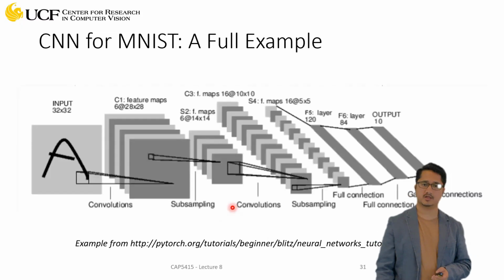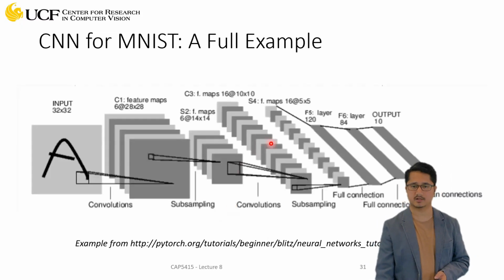So let's see how we can define a simple architecture. For example, if we consider this CNN, we have seen this architecture before. It takes an image as input, and then we have several convolution layers, subsampling layers, and finally fully connected layers, and then the prediction. So let's try to define this network using PyTorch.